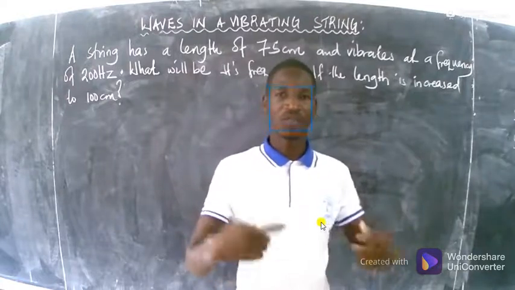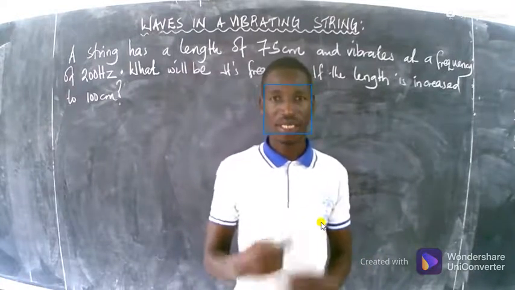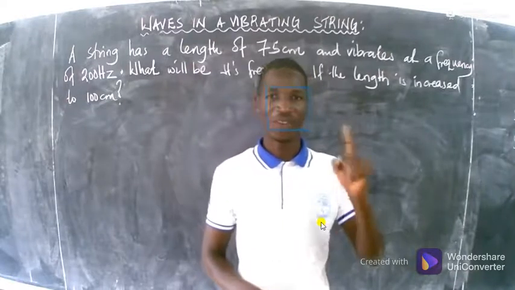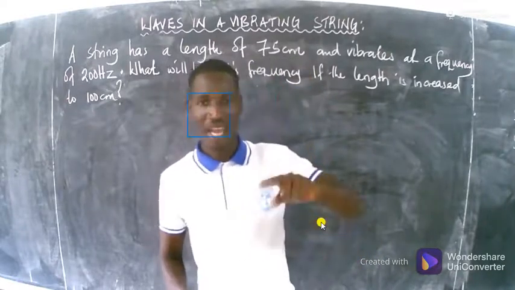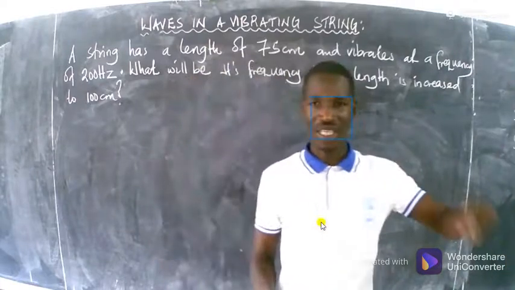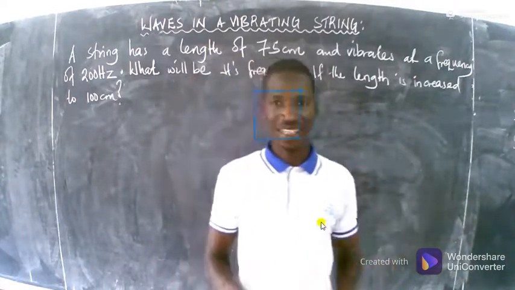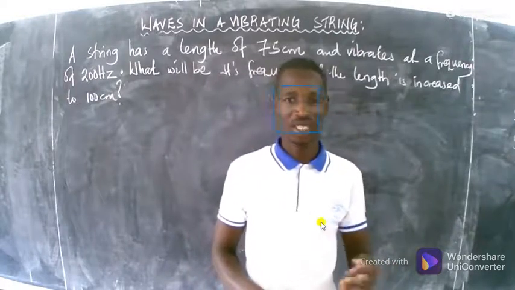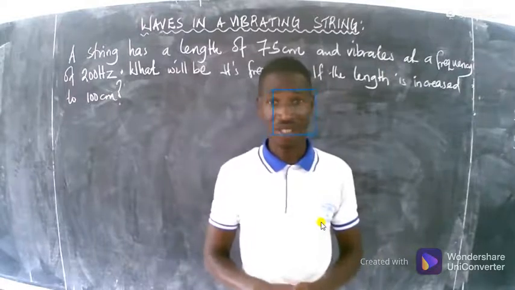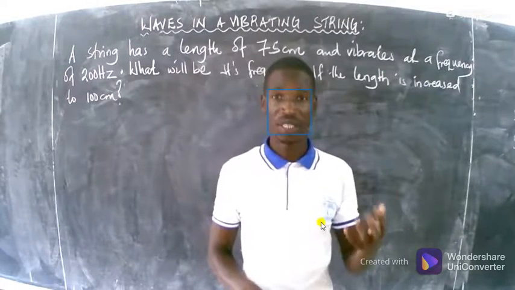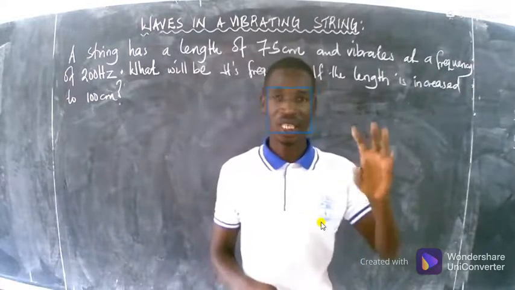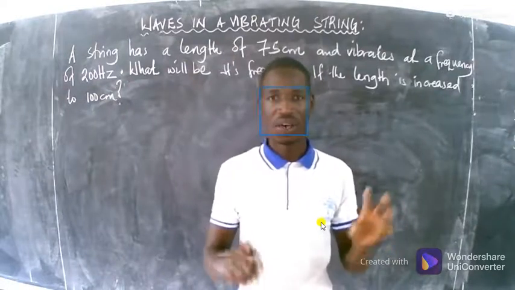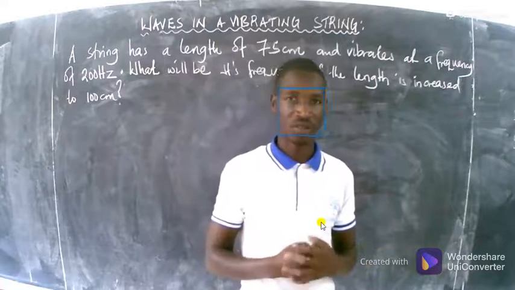When a string is vibrating, what determines its frequency? We define frequency as the number of complete oscillations that a wave makes in 1 second. So if a wave makes 20 oscillations in 1 second, that means its frequency is 20 Hertz. If it makes 50 oscillations in 10 seconds, that means its frequency is actually 5 Hertz. So that is when it comes to frequency.